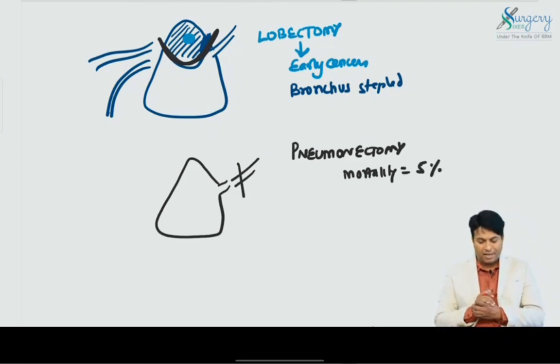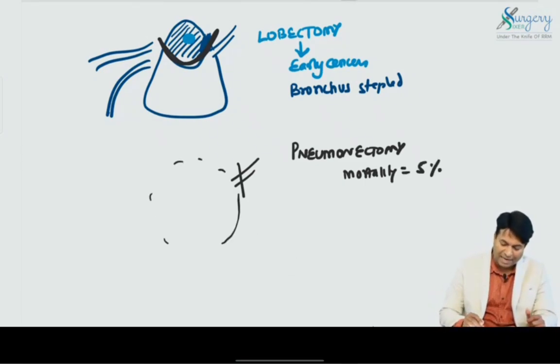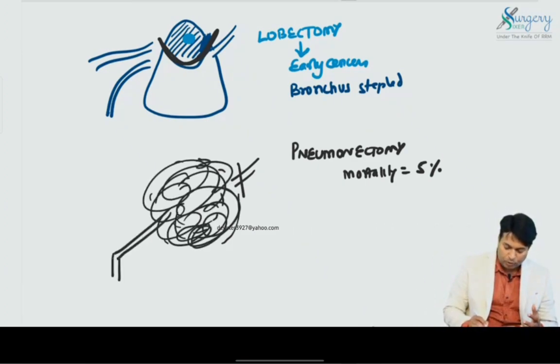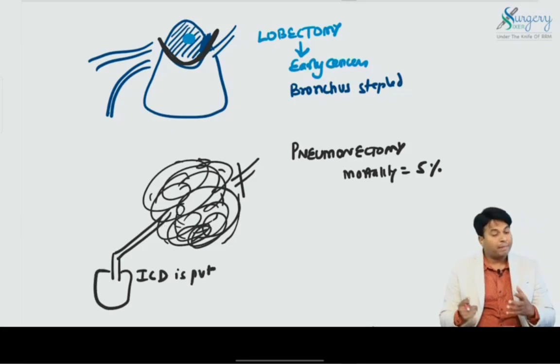So usually this is a major surgery. After removing the total lung, this area will be blank and fluid will be collected in this place. This empty space will be filled up with fluid gradually. Until that, we will usually put an ICD for a temporary period. ICD is put, and slowly that empty space will be replaced by fluid.